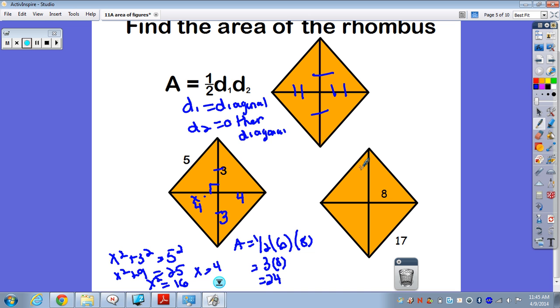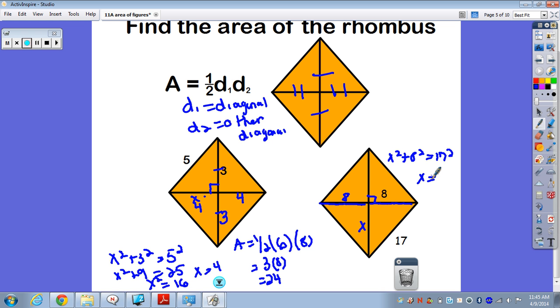This is going to be the same idea. I have a rhombus, the middle angle is 90, they told me this part is 8, so this piece I highlighted is also 8. We're missing the other piece, so I'm going to call it x. Two sides of a right triangle, I need the third, so I'm going to do Pythagorean theorem. So you can pause the video to find it.